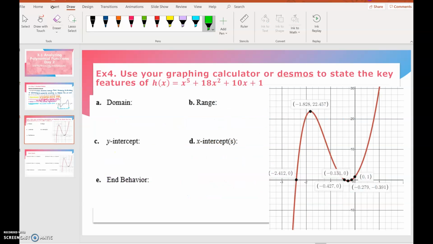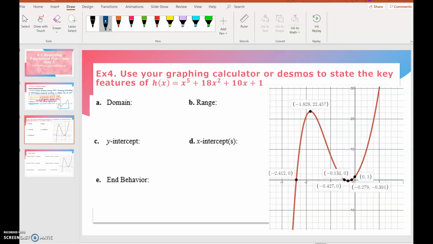Let's look at an example. So use Desmos or a graphing calculator to graph this function here. I've already inputted the graph based on what I got from Desmos, and now we're just going to go and look for the domain, range, y-intercept, x-intercepts, and the end behavior. We're going to focus on that here, and then on the next slide we're going to look at even more key features of this graph.